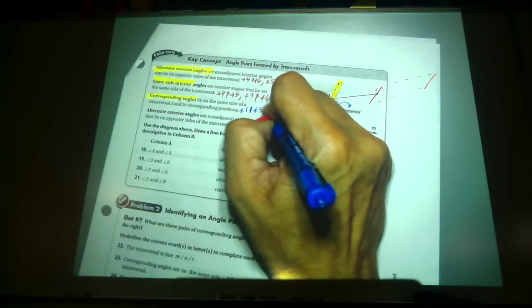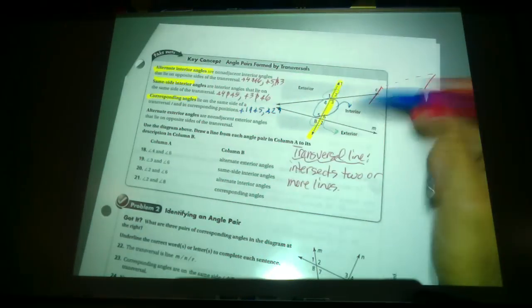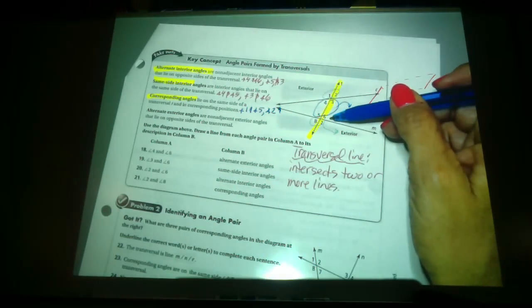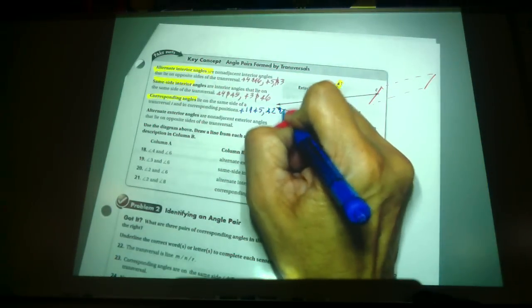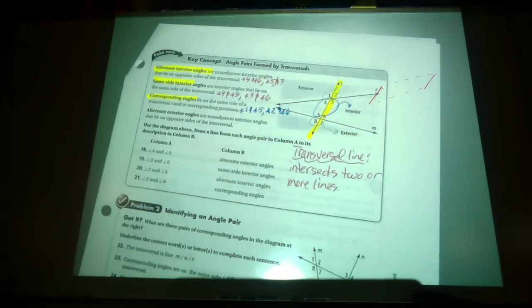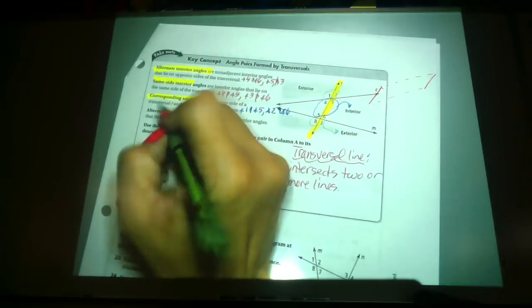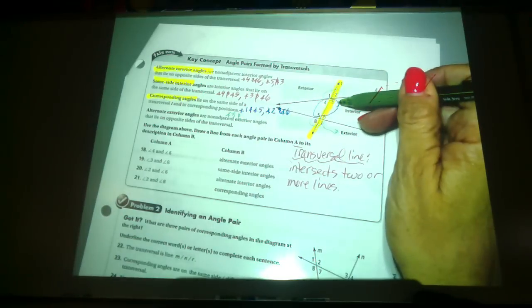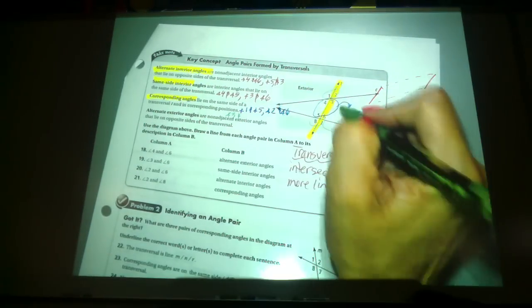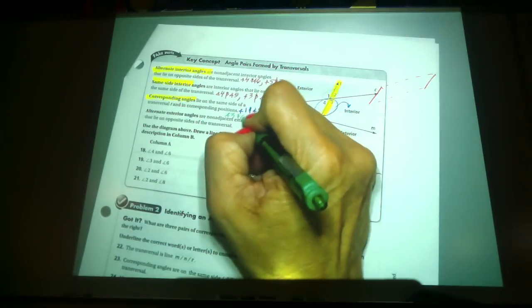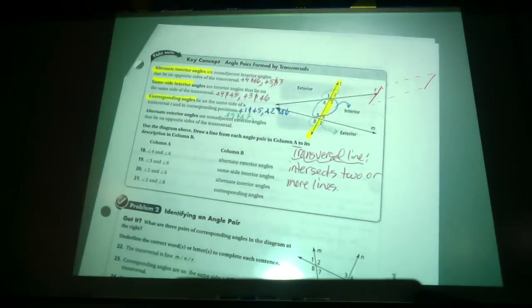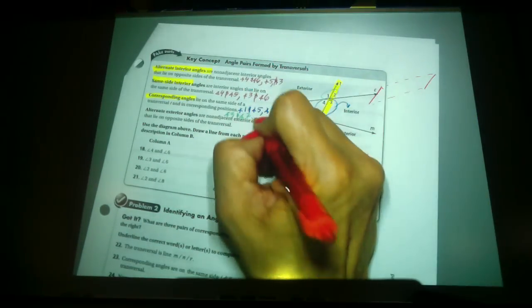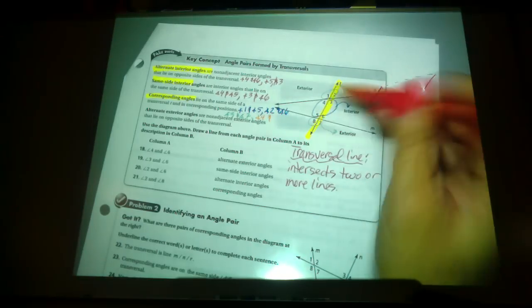What corresponds to angle 2? 2 is in the upper right, 6 is in the upper right. So angle 6. Then we have angle 3. So angle 3 and which one? 7. So lower right, lower right. And our last pair would be angle 4. And which angle? Angle 8.